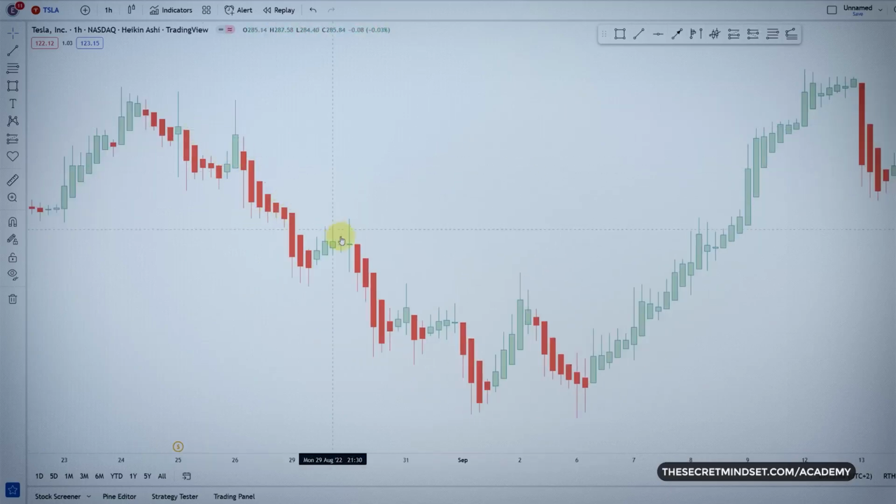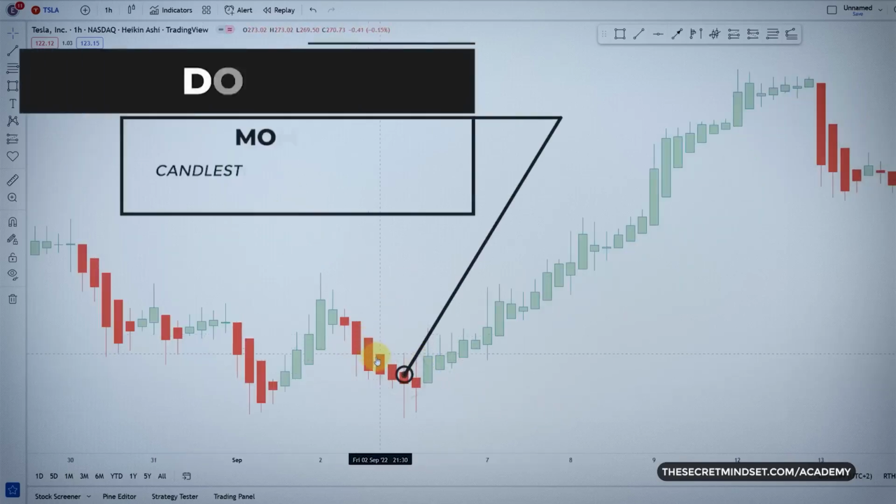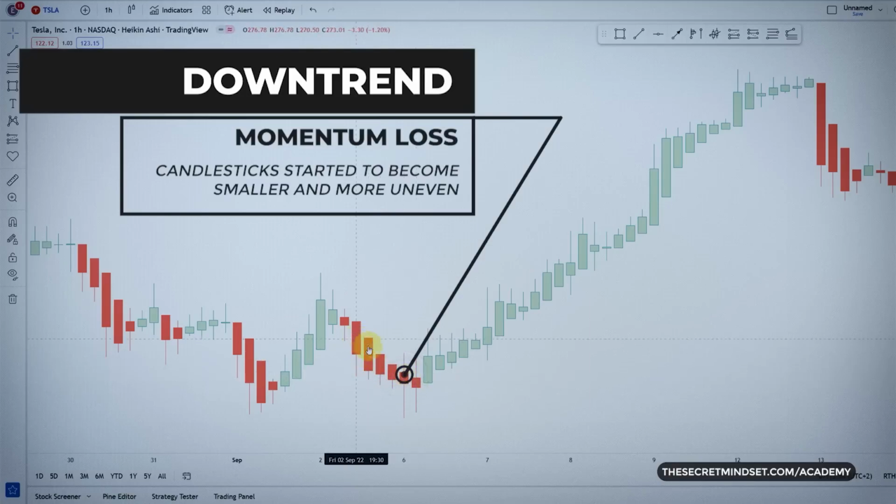The same here, the market was in a downtrend and the candlesticks started to become smaller and more uneven. And this is the first sign that the downtrend is losing strength and a trend change is coming. Consecutive candle wicks during this period reveal bullish or bearish pressure.